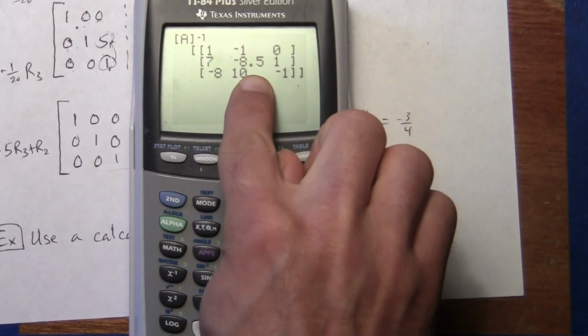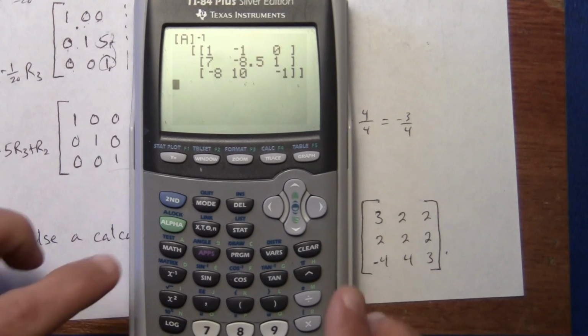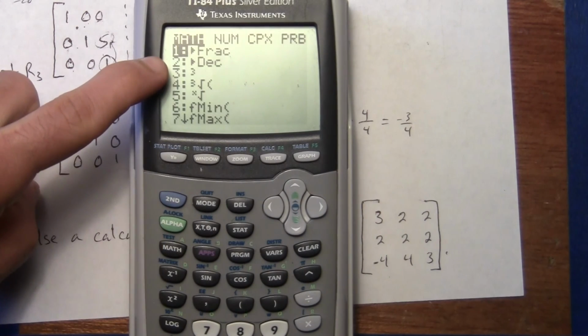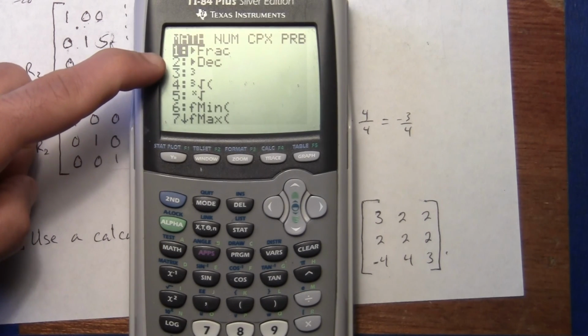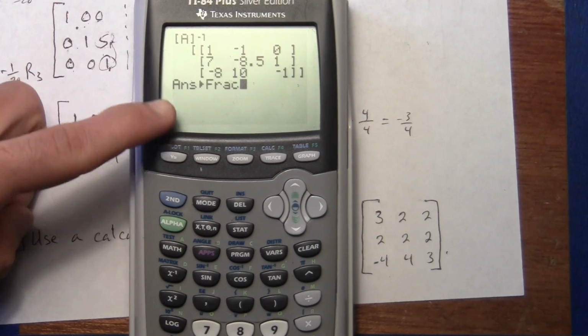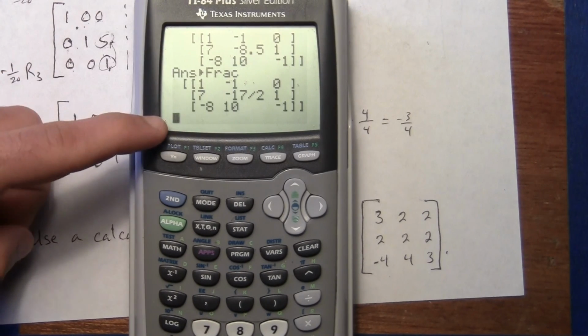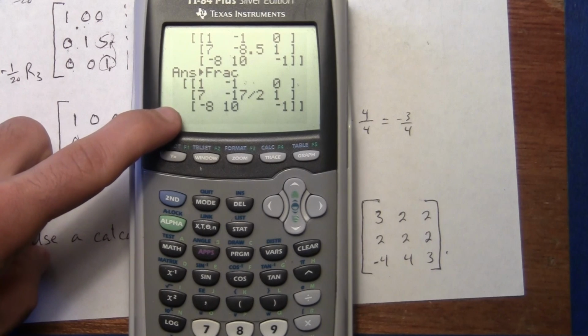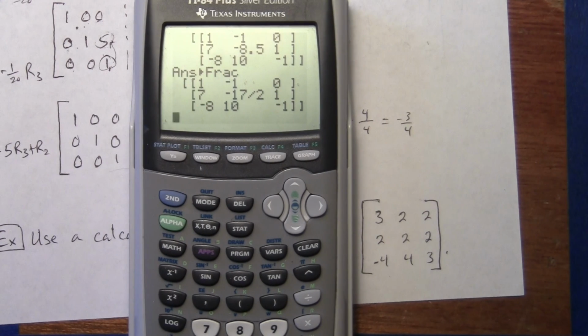We've got a fraction. Not that I can't figure out what that fraction is, but remember, if you hit math, see number 1 there highlighted as already fraction. That stands for fraction. Hit enter, or hit 1. Hit enter again, and it'll convert any decimals that you do have into fractions. So if you have something that's really messy and you have a calculator, you can convert it into a fraction very easily.